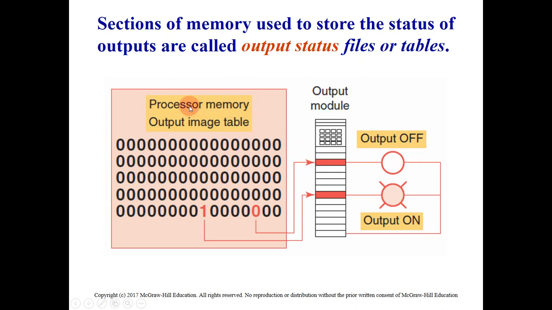Here we have the output state, connected to the output module or output devices. One device is off, one is on. The off one is represented by status 0 inside the memory, and the on one has status 1. That means the controller sends a switch-on command to the device connected to this bit and a switch-off command to the device connected to that bit.